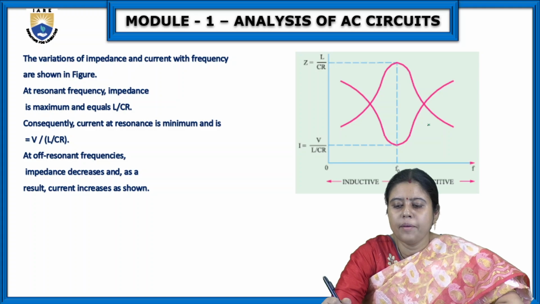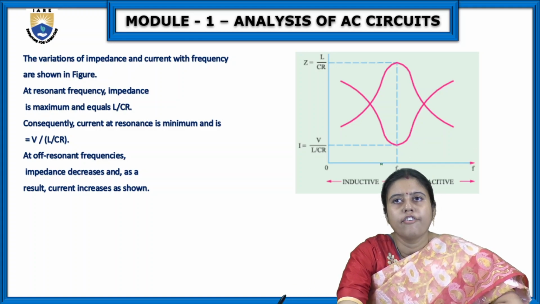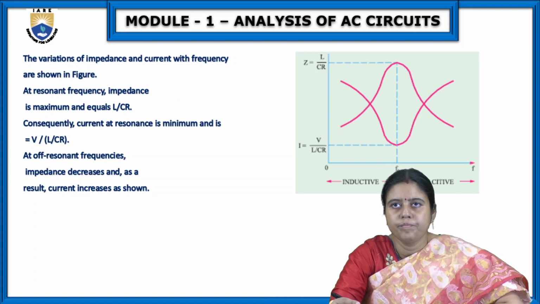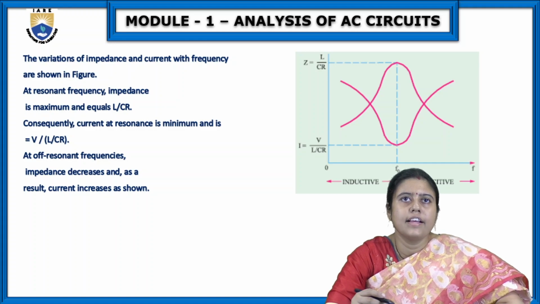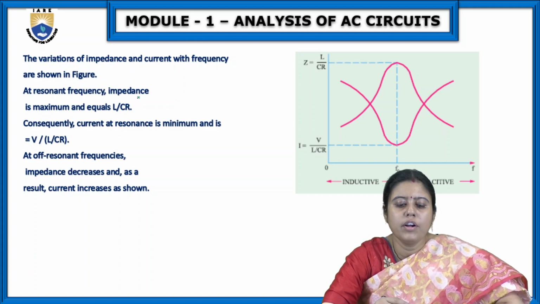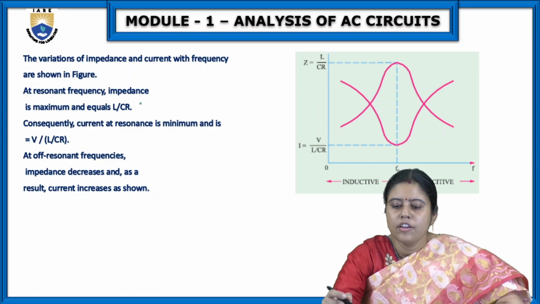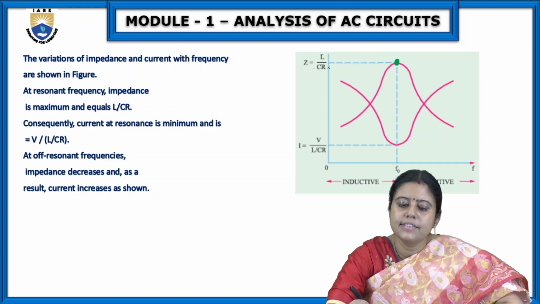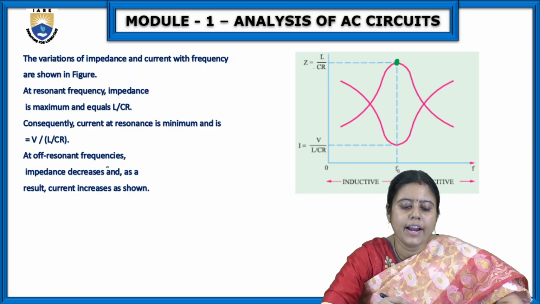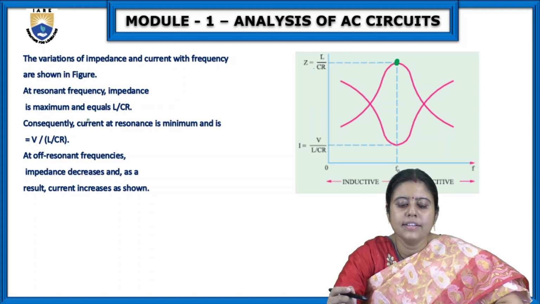The variation of the impedance with the current is shown in the figure. You can see this is the variation of the current. Already we have discussed one for a normal RLC circuit. This is for a special case, where RL is in series and the capacitor is in parallel. At resonance, the impedance is maximum and equals L by CR. Consequently, the current is V by Z, which is V by L by CR.